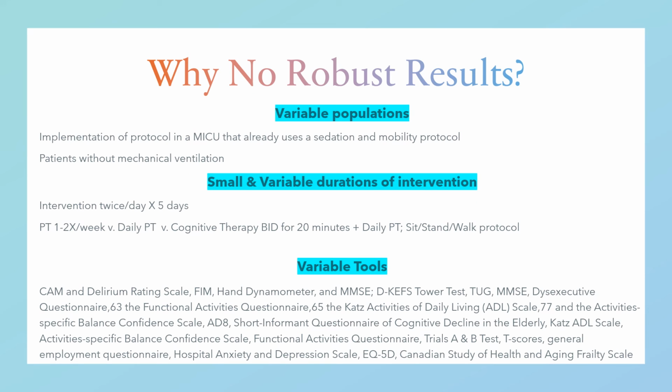So why are we not seeing better results from the studies we have? There seems to be too much variability, as we touched on previously. Population variation, small and variable durations of interventions, and variability of those interventions account for the less than robust results. Just look at the different interventions at the bottom of this slide that were used to try to reach a conclusion of whether non-pharmacologic approaches work.